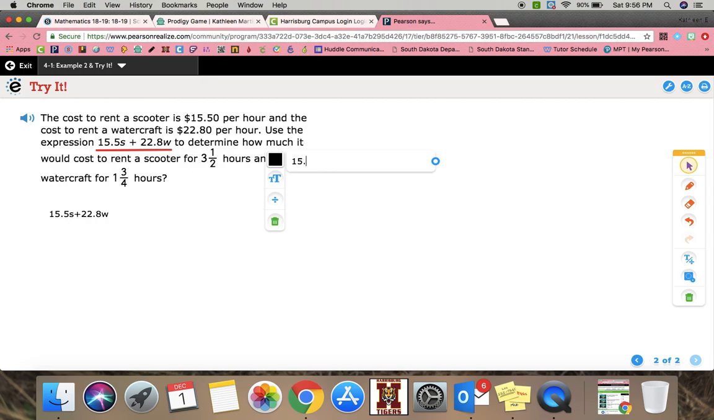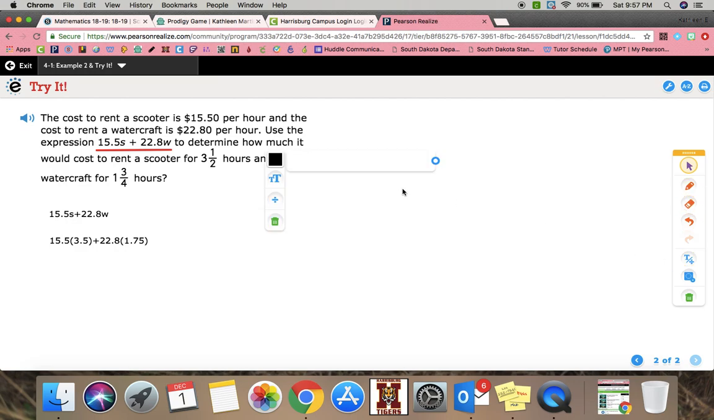So we have 15.5, and instead of S, S is the scooter, so the scooter is 3.5, so we're going to put 3.5. We're going to add that to 22.80, since zeros at the end of money don't change anything. And that is going to be multiplied by 1 3/4, which is 1.75. Okay, so first step is writing the equation. Second step is substitution. So now I'm going to move this down here for our second step.